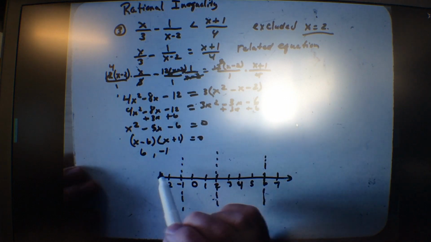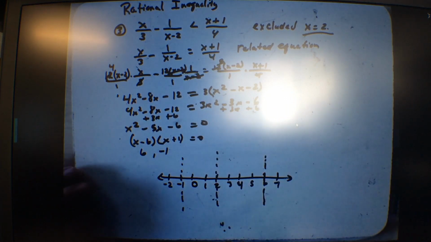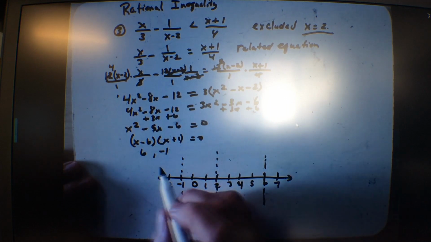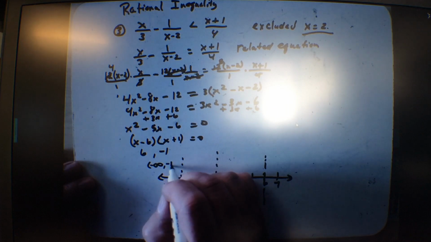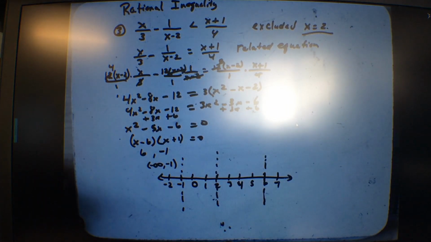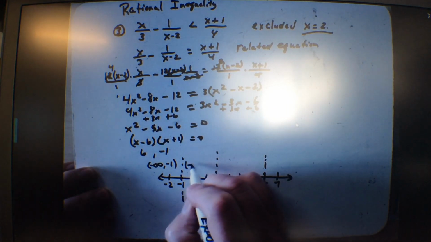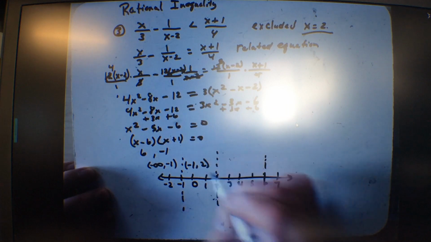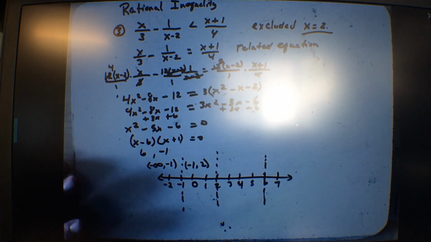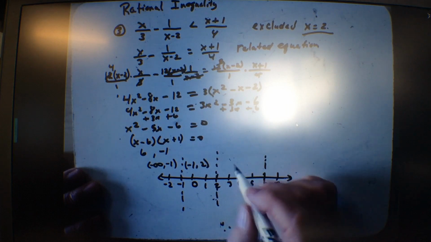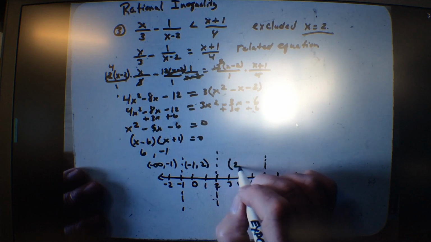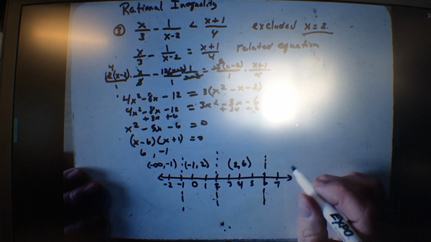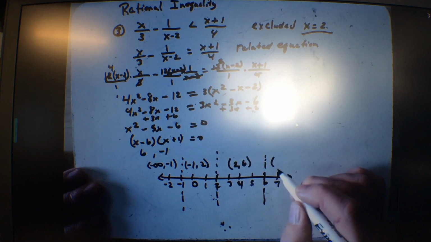Now what you see is I have 4 areas: 1, 2, 3, 4. My areas on this one: negative infinity to negative 1, in parentheses. Notice they're both in parentheses because it's a dashed line. This area is from negative 1 to 2, and it's parentheses because they're dashed lines. Are you following this? So what would this area be? Parentheses 2 to 6. Thank you. And the last area would be what? 6.